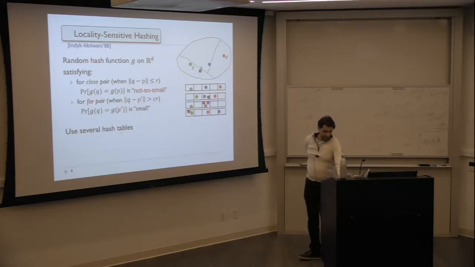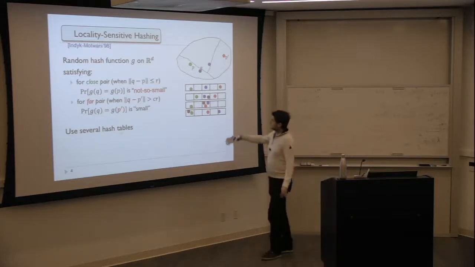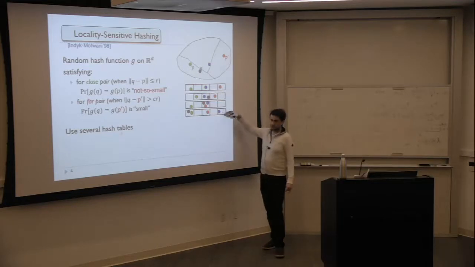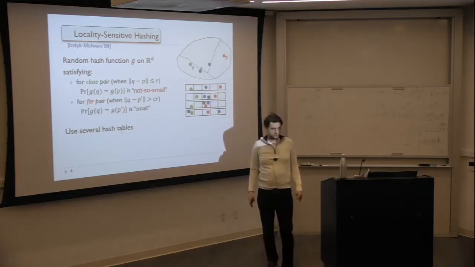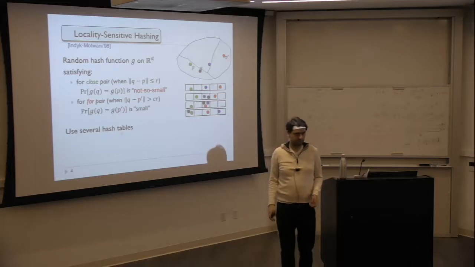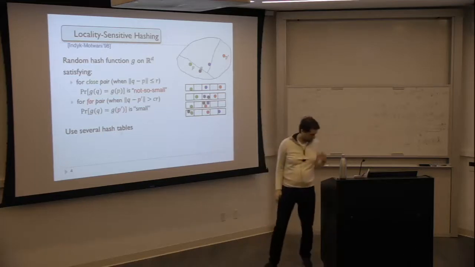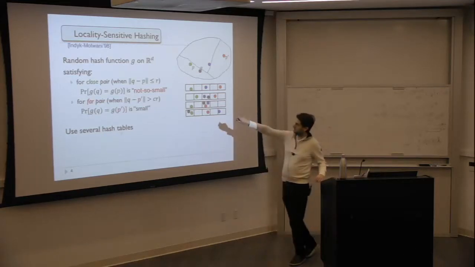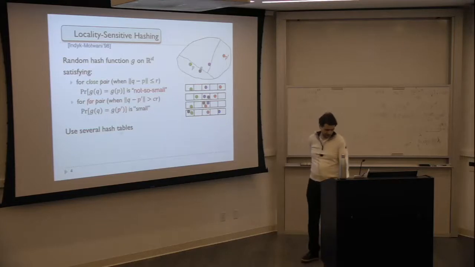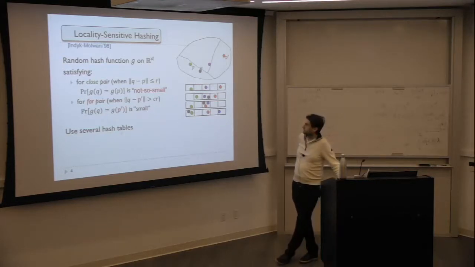Now the space grows linearly with the number of hash tables, and the query time grows linearly with the number of hash tables. How many hash tables do we need? This becomes a central question now. And obviously it depends on this gap: how good of a function g can we build?